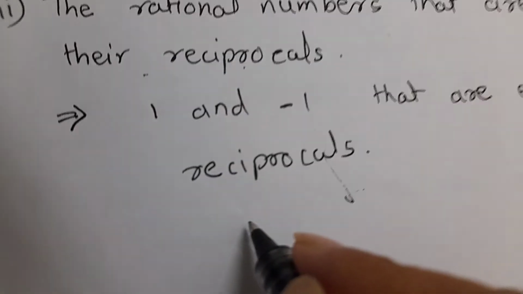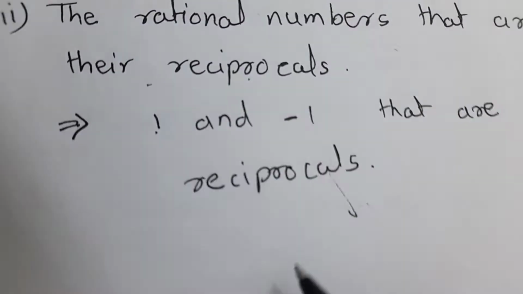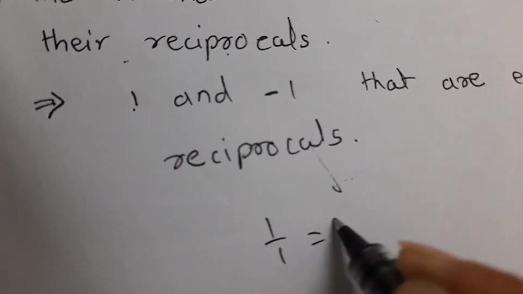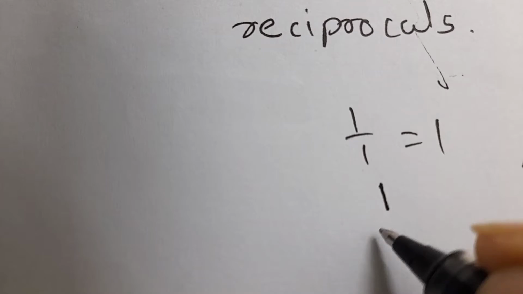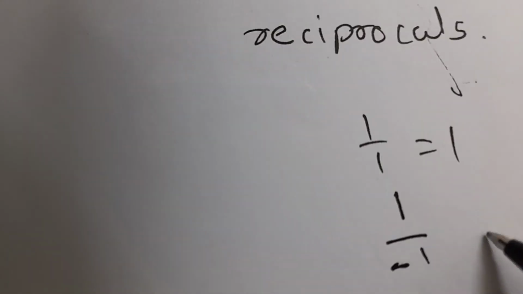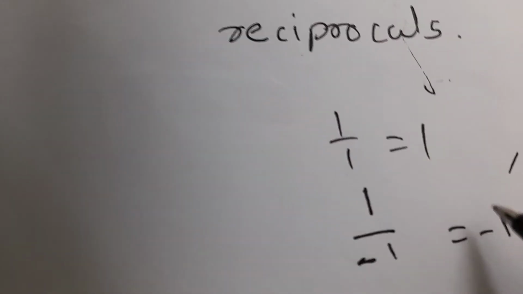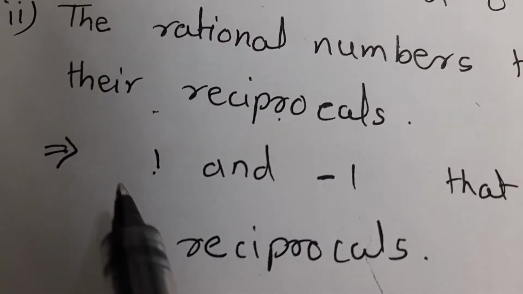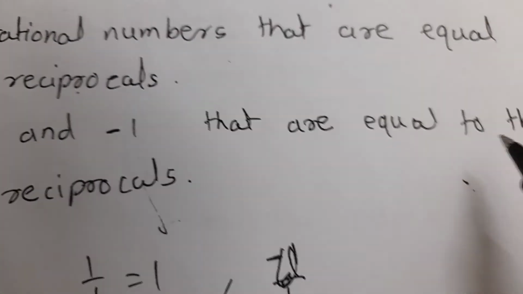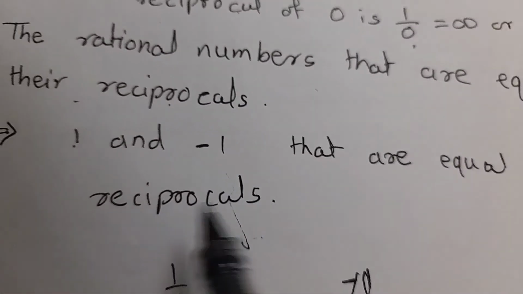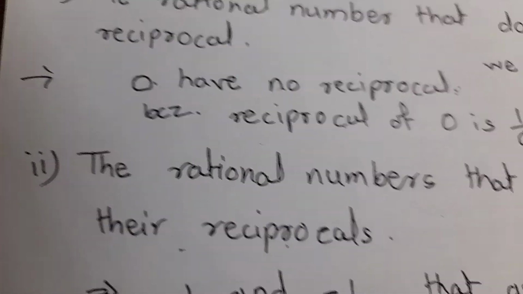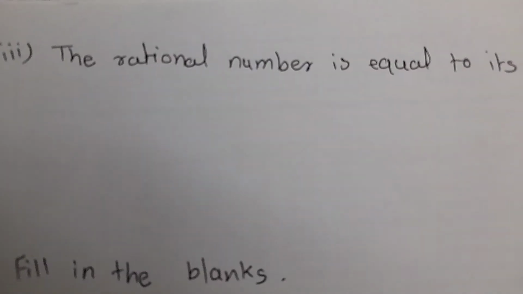We know that the reciprocal of 1 is 1 upon 1, which is equal to 1, and the reciprocal of minus 1 is 1 upon minus 1, which is equal to minus 1. Therefore 1 and minus 1 both are equal to their reciprocals.